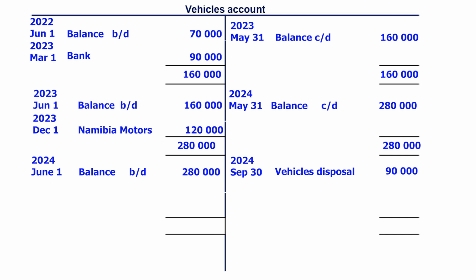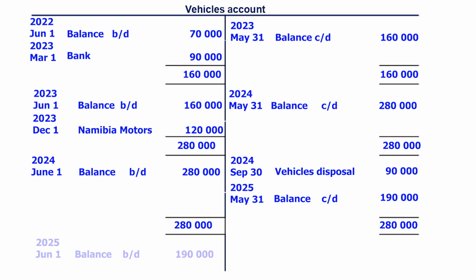The last day of the financial period is 31st May 2025. Balance carried down 190,000. Every carried down always becomes a brought down, so you have to bring it down as balance brought down.